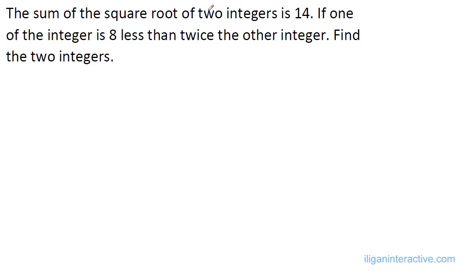The sum of the square roots of two integers is 14. If one of the integers is 8 less than twice the other integer, find the two integers.